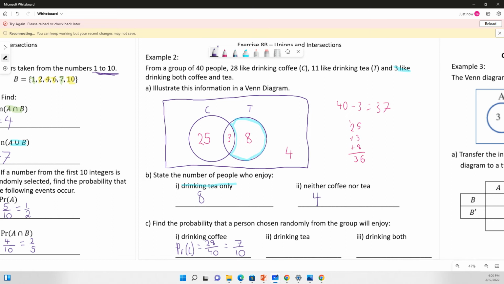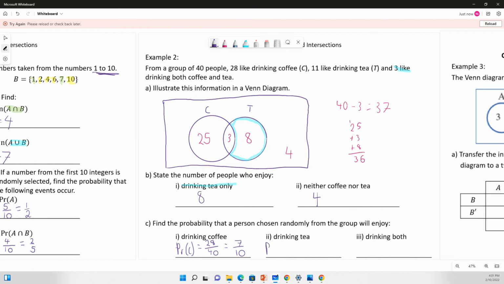Let's now think about the probability of someone who likes drinking tea. So now we've got to think about the total number who like drinking tea. So that is the 3 who like drinking both and the 8, or the 11 in total who like drinking tea. So the probability that someone likes drinking tea, our numerator is 11 out of the total 40. No common factors here.